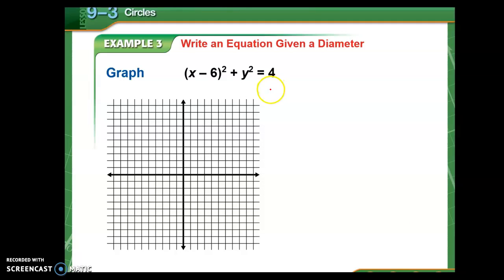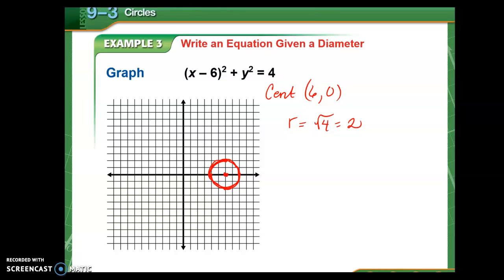So again, you should be able to find your center. Center is 6, 0. And my radius would be the square root of 4, which equals 2. So hopefully you can look at an equation, find the center and the radius, and that should help you with how it would graph. So we do 6, 0, and we'd go up 2 in each direction. And then you could see that that would be the circle.